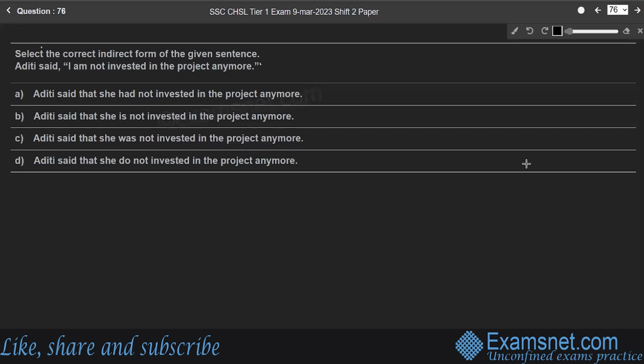Question 76. Select the correct indirect form of the given sentence. Aditi said, I am not invested in the project anymore. Here, the sentence I am not invested in the project anymore is in inverted commas. While converting direct speech into indirect speech, we usually follow some grammar rules. Here is the breakdown of the conversion for this particular sentence.